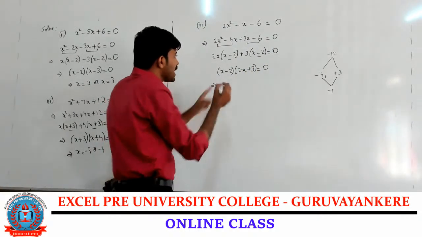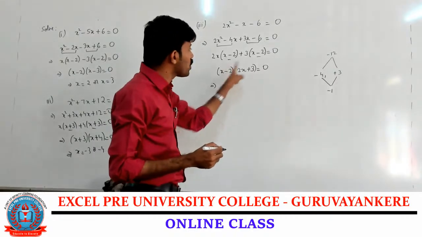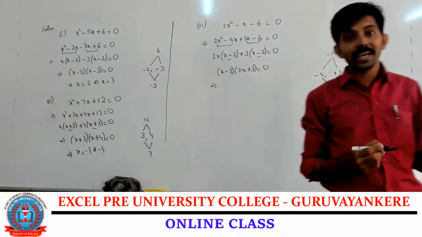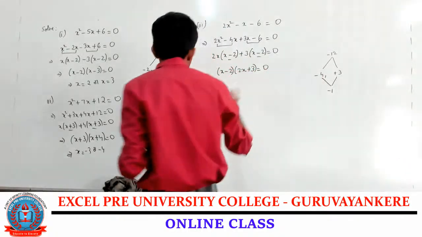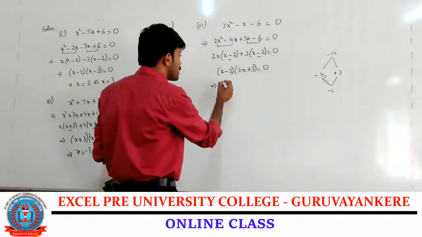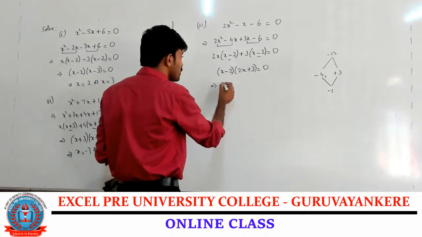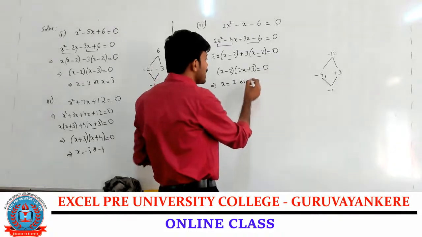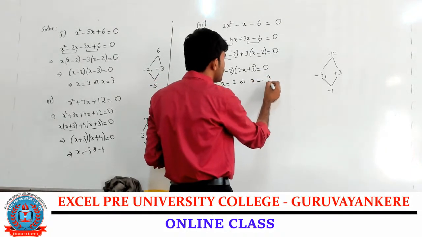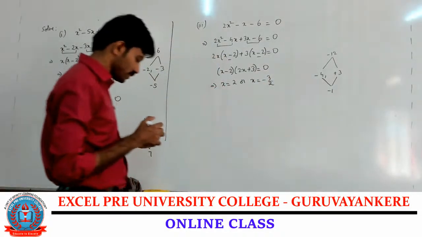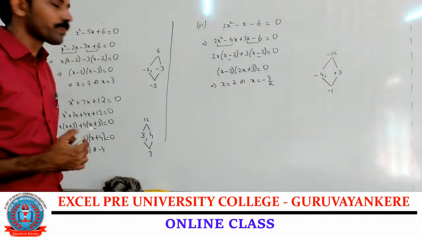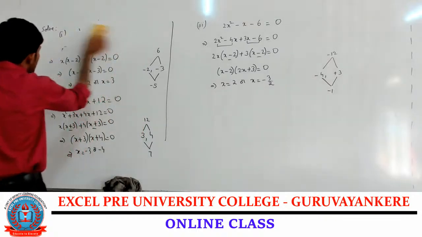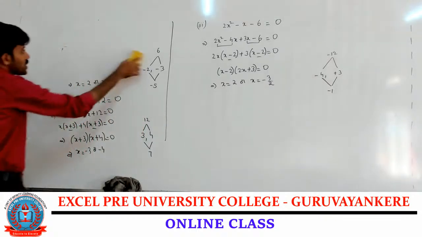Now use a into b equal to 0. Either a equal to 0 or b equal to 0. X minus 2 equal to 0 gives x equal to 2. 2x plus 3 0 means x equal to minus 3 by 2. Well, these kind of problems solving the quadratic equations.